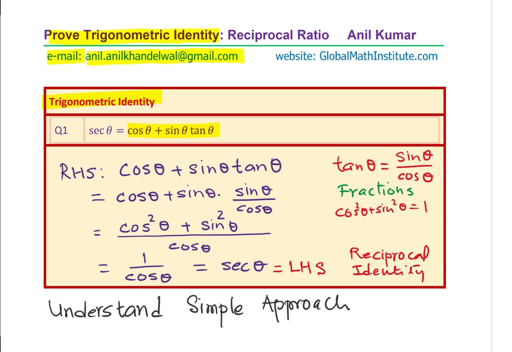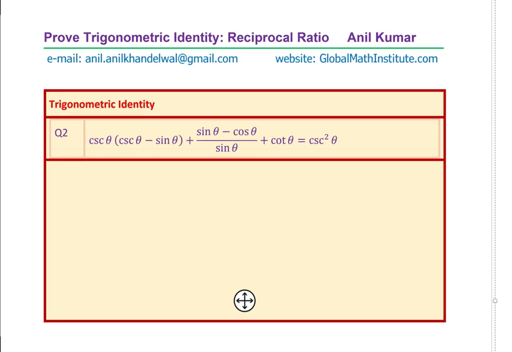So let's take up the second example. I hope this is absolutely clear, right? Now, second example here is slightly more complicated. In fact, I will say it's kind of a review of what you have learned. So I hope you remember. So the question here is cosecant theta times cosecant theta minus sine theta plus sine theta minus cos theta over sine theta plus cotangent theta equals cosecant square theta.